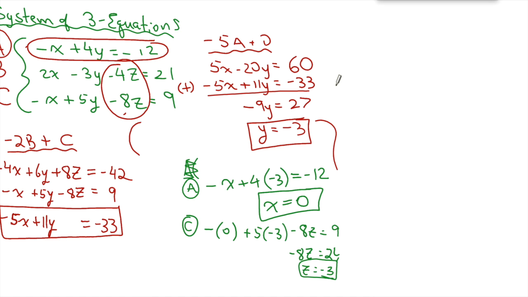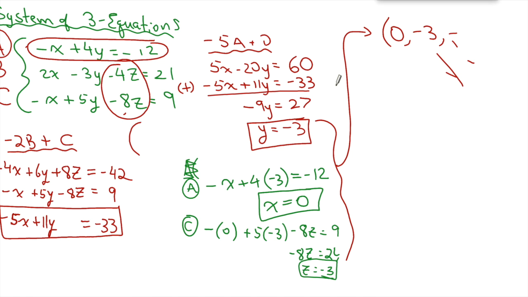You take these 3 and write it as a coordinate. Now, the coordinate is literally X, Y, Z. And then I'll explain what that really means in the real world. So X is equal to 0. Y is equal to negative 3. Z is equal to negative 3. Okay, so what does 0, negative 3 represent?